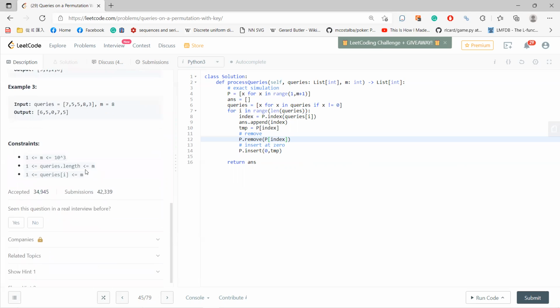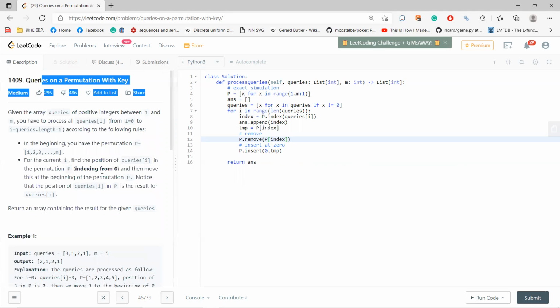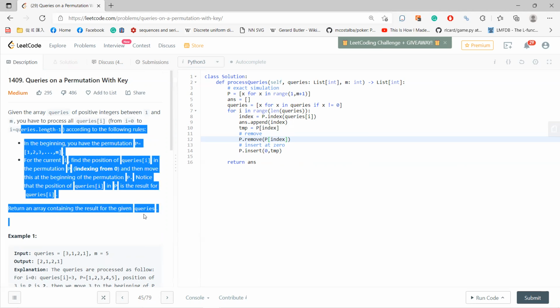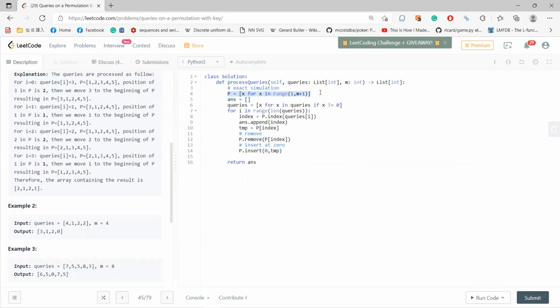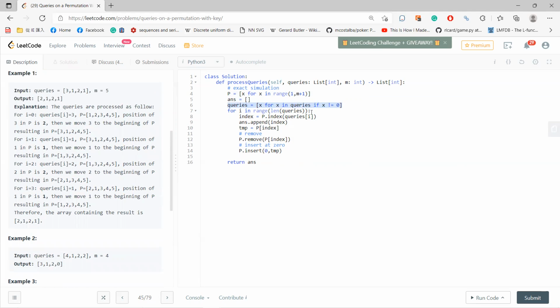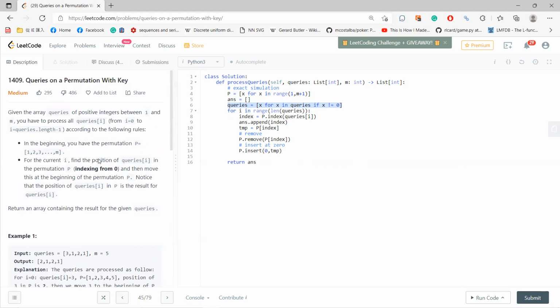This problem is a simulation. I think there's no other way to do this. You just need to follow everything, follow the rules. So the idea is you create P from 1 to m plus 1, and you create the answer, and the queries.